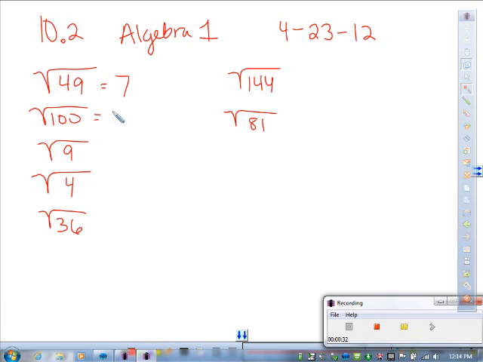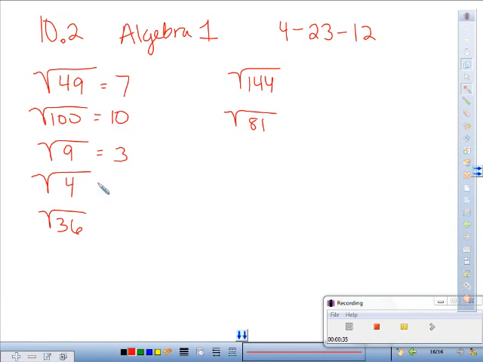Okay, so 10. That is correct. So what happened in all of those is he found the number that multiplied and gave you the number inside the square root. So 7 times 7 is 49.